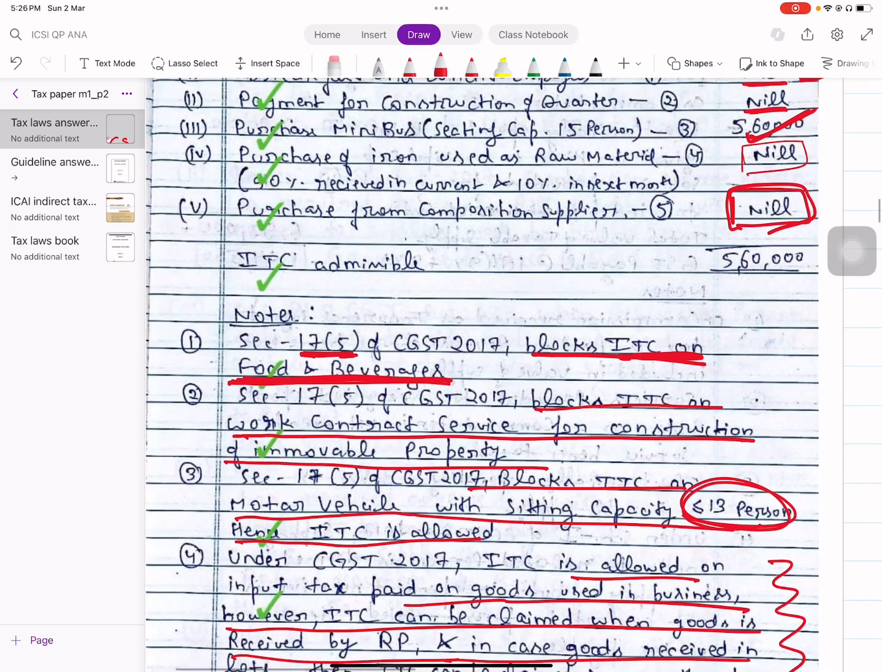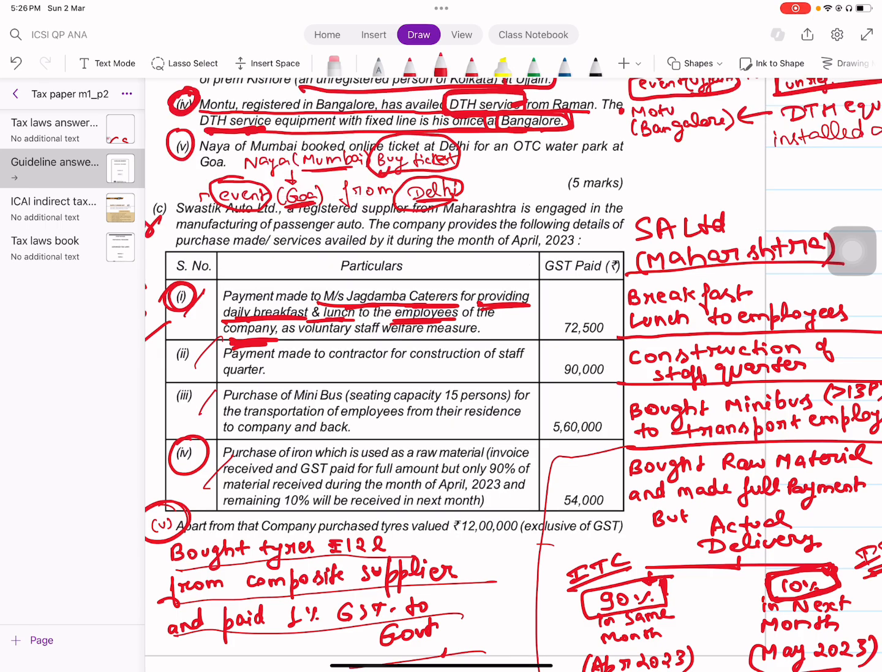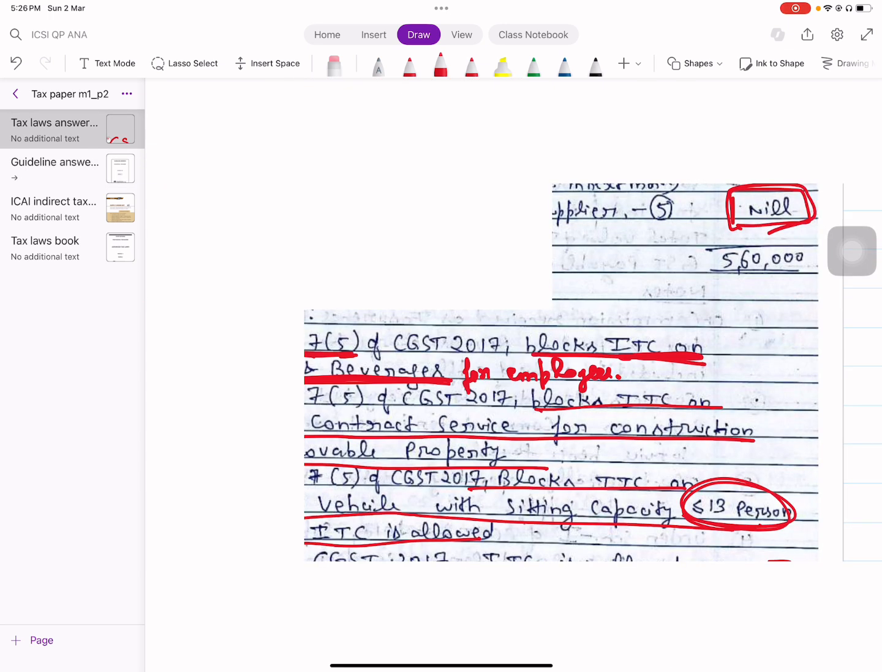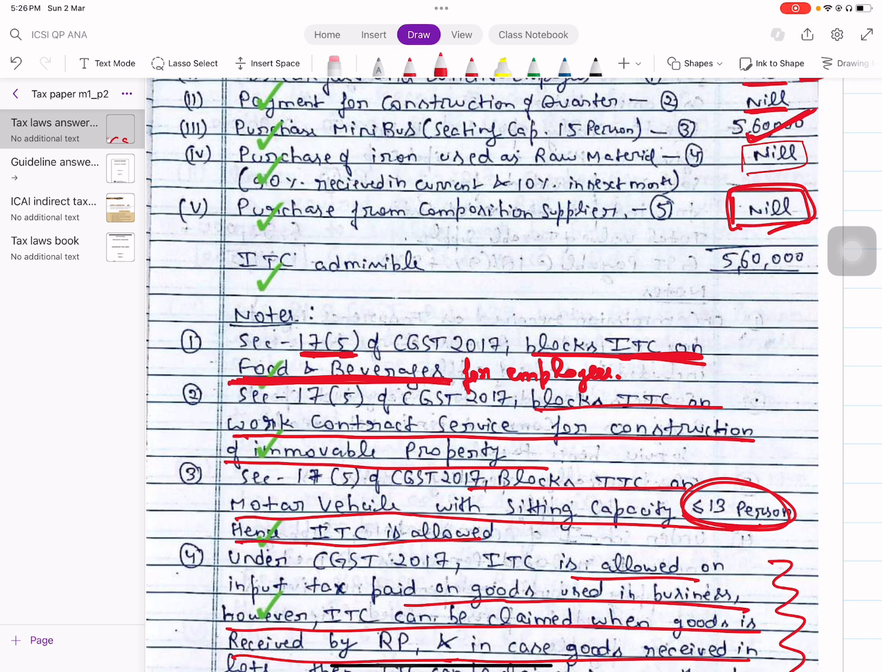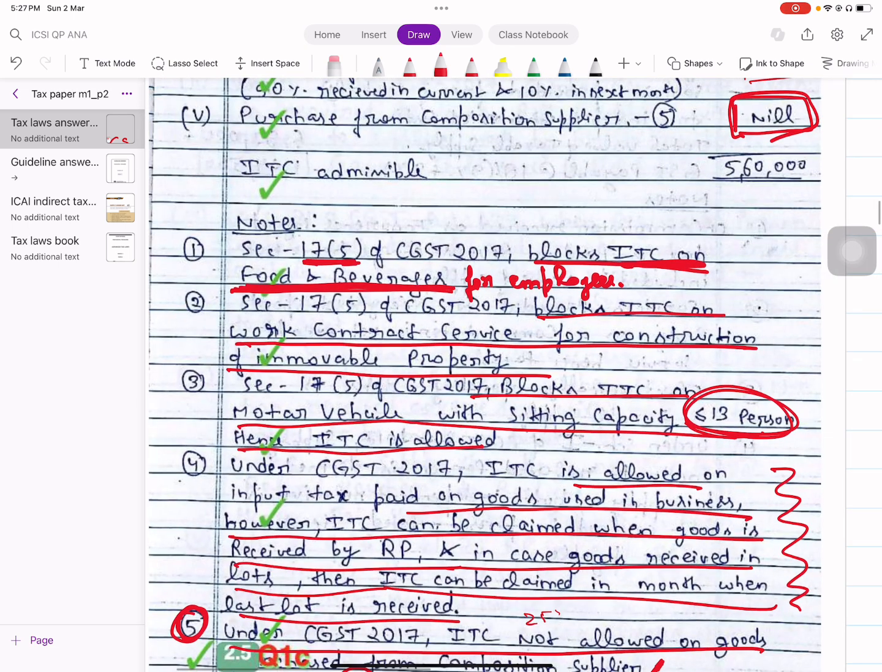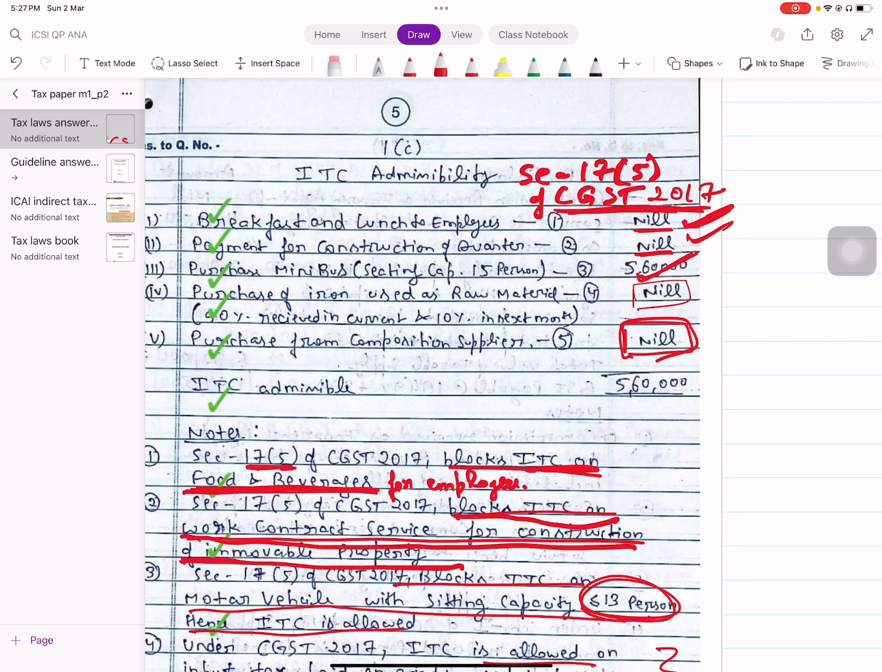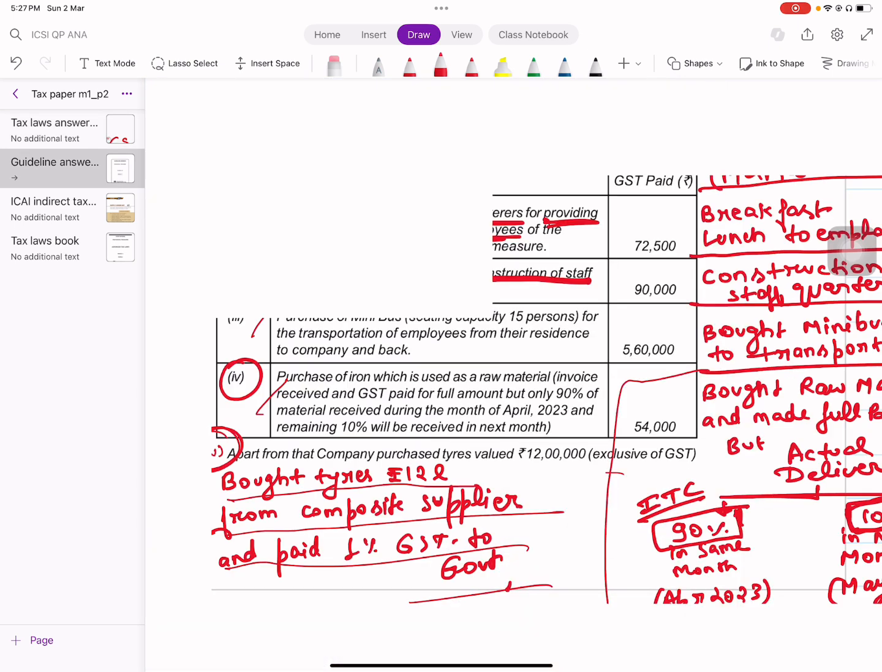Now I think that should be written as food, beverages for employees. Now, the second transaction, that is payment made to a contractor for construction of staff quarters. Section 17(5) blocks ITC on works contract service for construction of immovable property. Hence, no ITC can be claimed for construction of quarters.